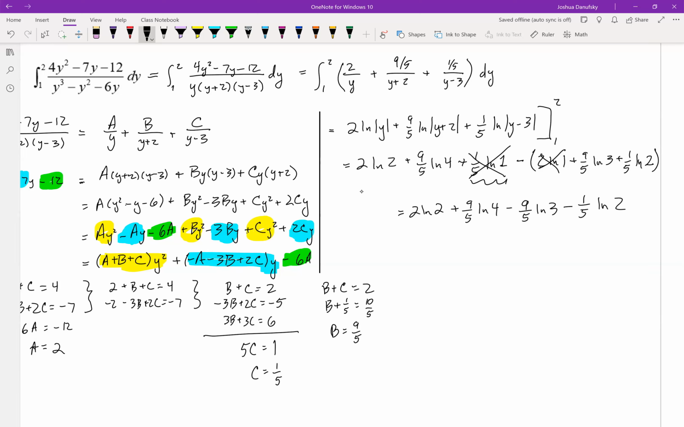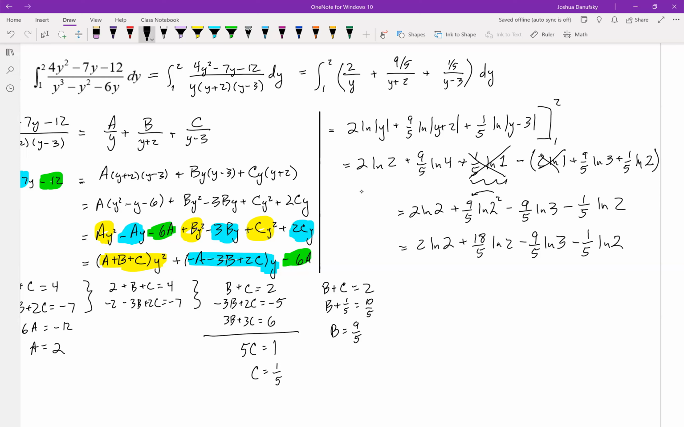Now, we're in pretty good shape here. We might notice that we have an ln 2 here, an ln 2 here, and we can rewrite this as an ln 2. In other words, we know that the 4 here is really 2 squared. So I'm going to go ahead and erase that and put a 2 squared. And then we can bring this 2 down in front. So we're going to end up with 2 ln 2 plus 18 over 5 ln 2 minus 9 over 5 ln 3 minus 1 over 5 ln 2.